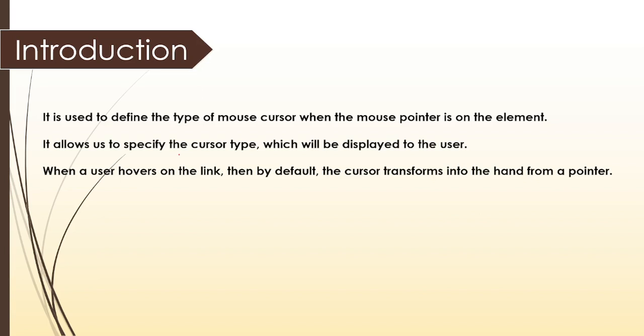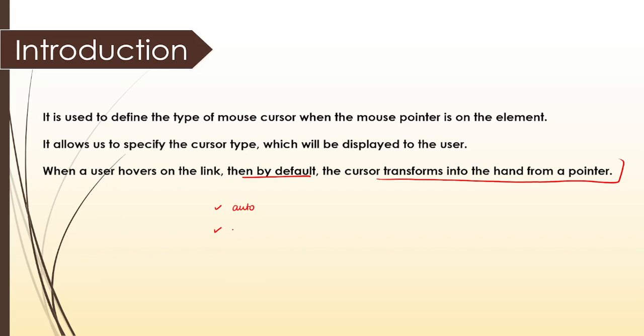So when a user hovers on a link, by default the cursor transforms from a pointer into a hand. Okay, so we will discuss everything practically. Before that, you should know the default value of the cursor property. Its default value is auto. One more thing you should know is what the browser supports are for this particular syntax.